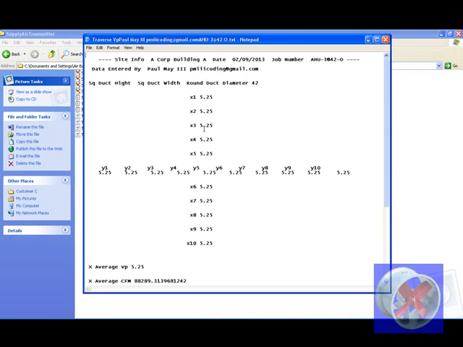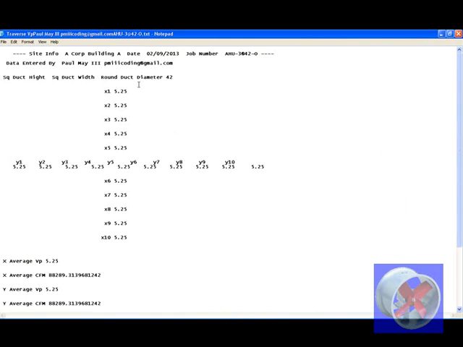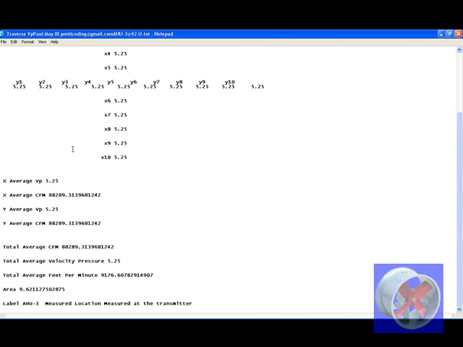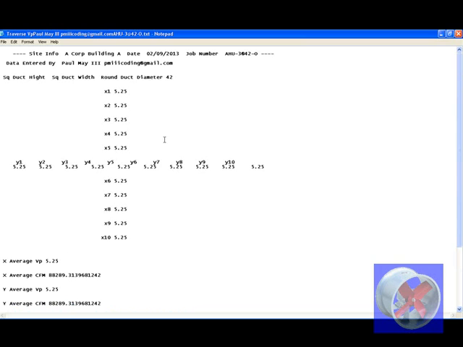Let's take a look at our reports. So in this case, we have a 42-inch diameter, 5.25. This was the original transmitter that was in it. Average velocity, our CFM 88,000, our feet per minute and our area, measured location. We actually measured at the transmitter location.